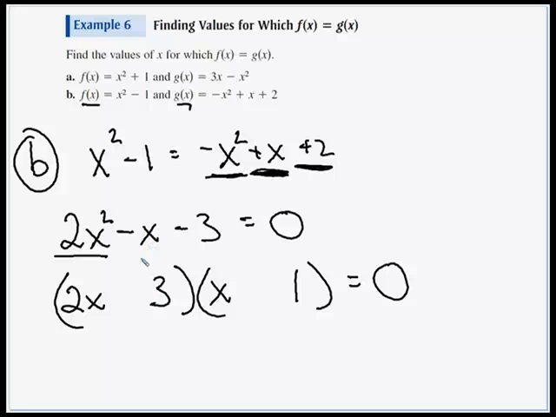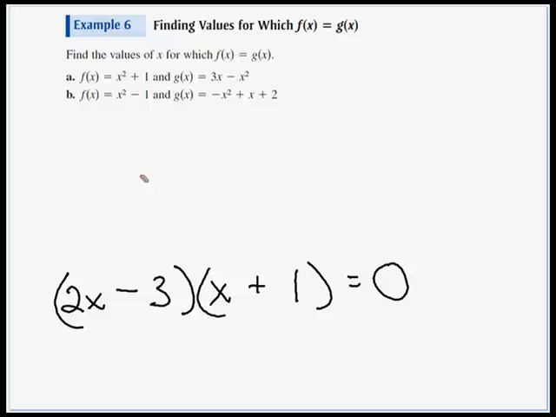So let's see if we could play around a bit. It looks like a negative and a positive. And let's check our middle term. The outers multiply to 2x, and the inners to minus 3x. 2x minus 3x is -1x. So there's our middle term. Our factors are indeed correct. Let me move this up.